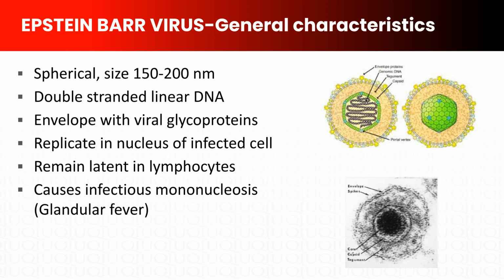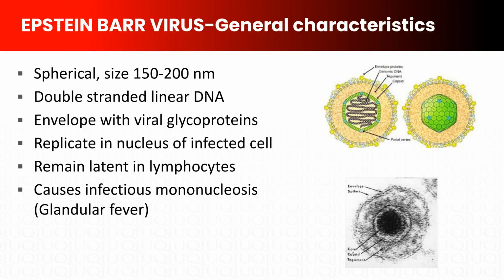Epstein-Barr virus is a member of the herpes virus family. It's a DNA virus with an envelope studded with glycoproteins. These glycoproteins are important for attachment to host cells and are also targets for the immune response and for diagnostic tests. A critical feature of EBV, like all herpes viruses, is its ability to remain latent in lymphocytes.